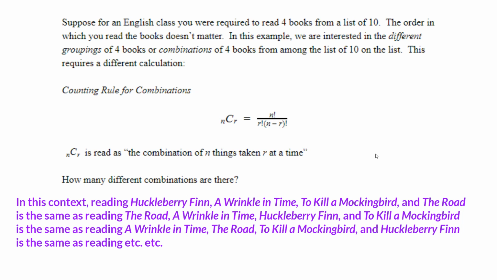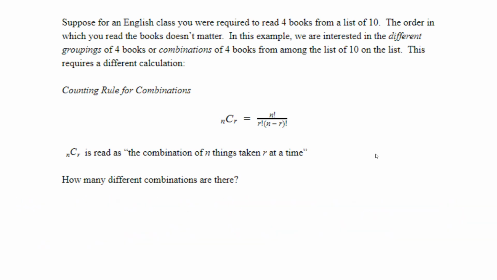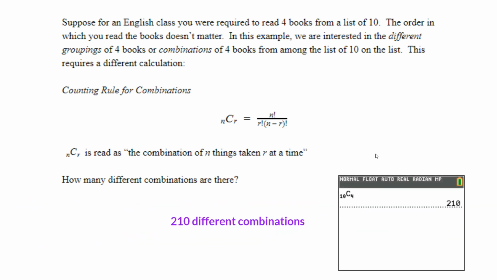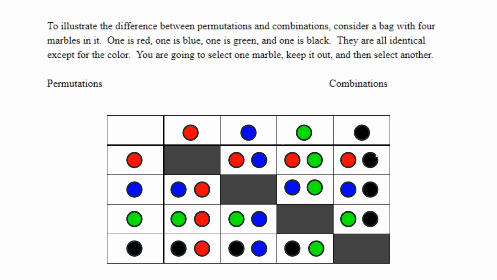In this context, that is the same as reading The Road, A Wrinkle in Time, Huckleberry Finn, and To Kill a Mockingbird. Is the same as reading A Wrinkle in Time, The Road, To Kill a Mockingbird, and Huckleberry Finn. Is the same as reading, etc., etc. So the order in which you read the books does not matter. So this is a combination. So on your calculator, it would be 10C4, which I believe is choice number 3 on that prob menu. There are 210 different combinations to read those books, 10 books taken 4 at a time.